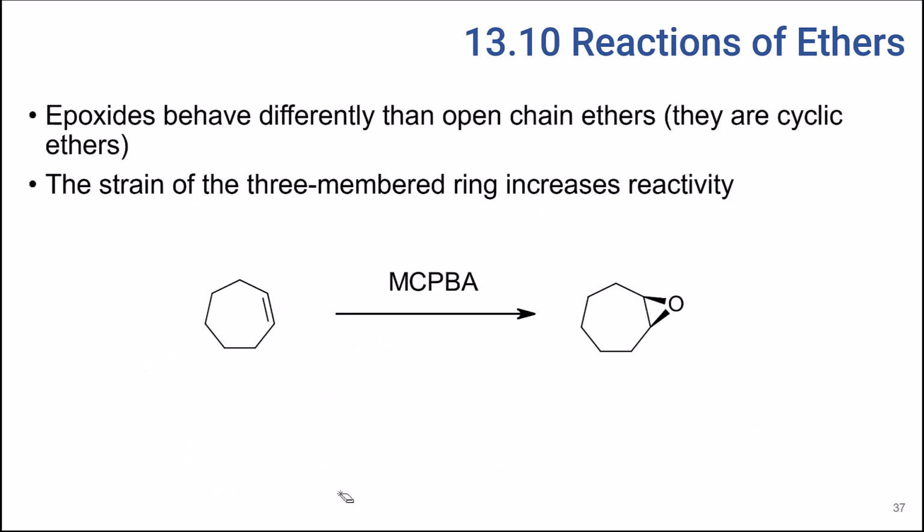An ether that we've already seen is an epoxide. These behave differently than regular open chain ethers because they're cyclic and they're much more reactive. Having that 3-membered ring increases the reactivity because we have angle strain.